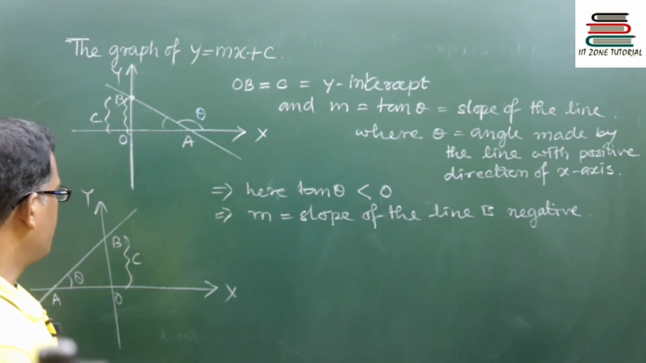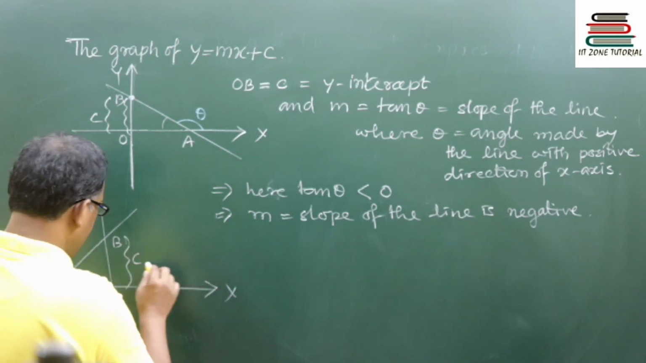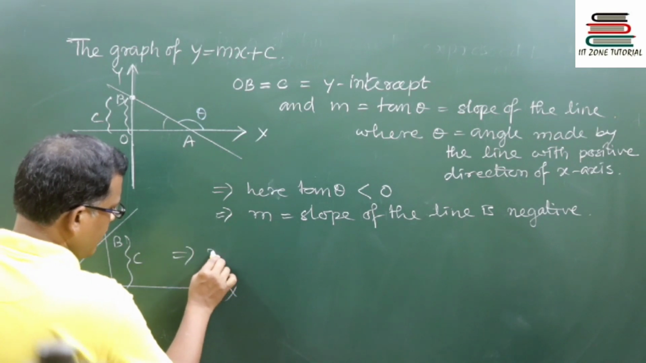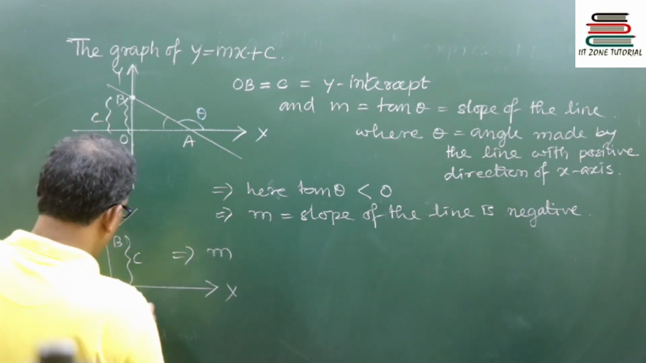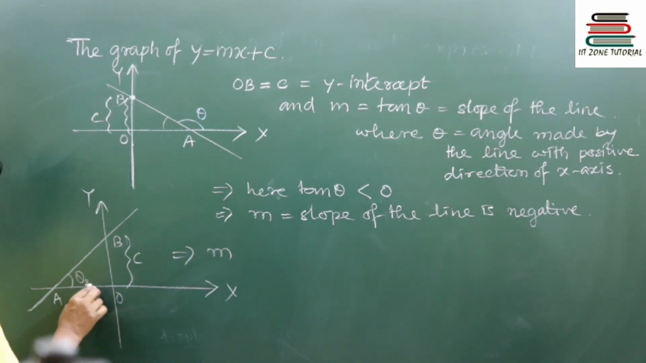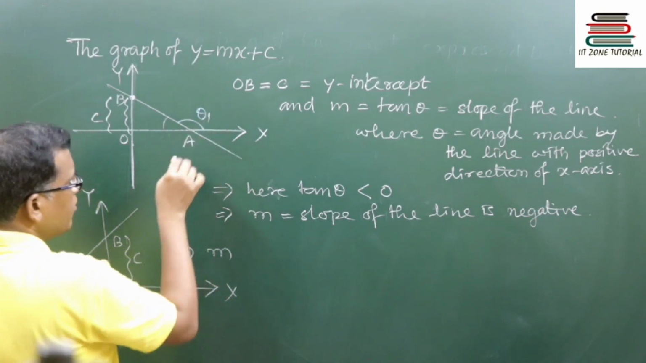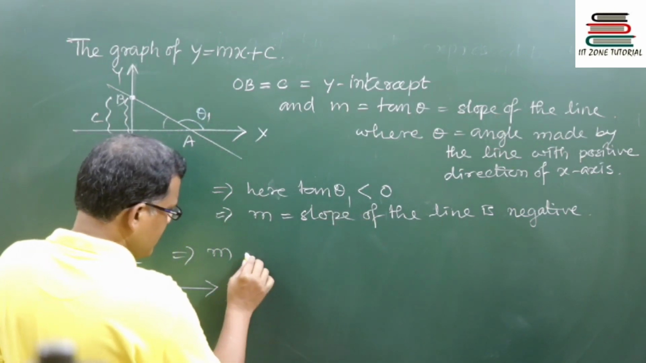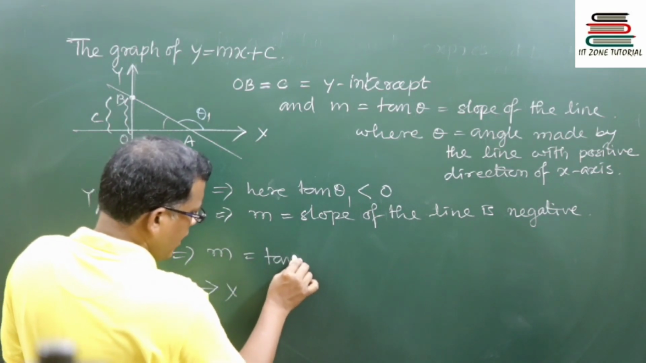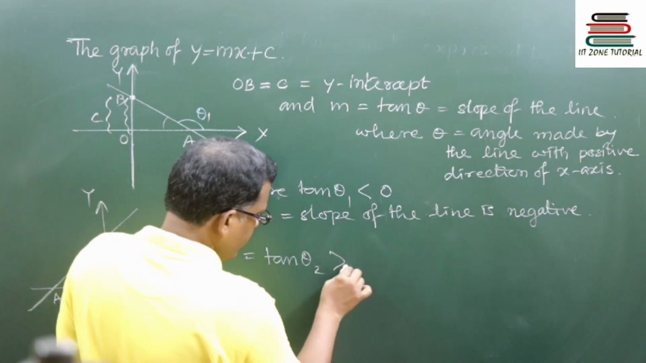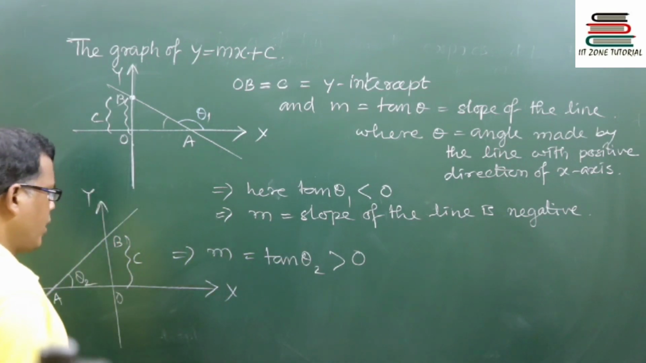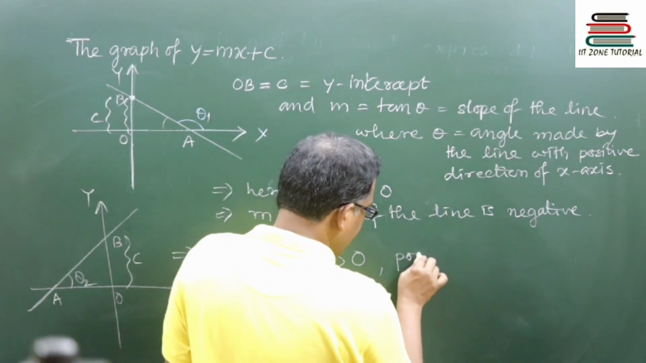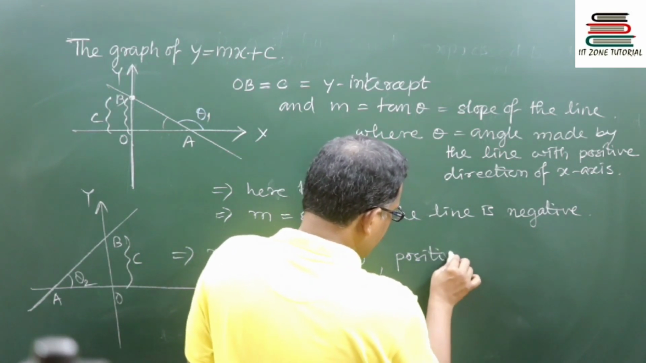Okay. So in this case, as per the second diagram, I am marking the angle theta 2, since here it was theta 1, so that we can understand the different cases. This time m is equal to tan theta 2, being positive, so it is a positive slope.